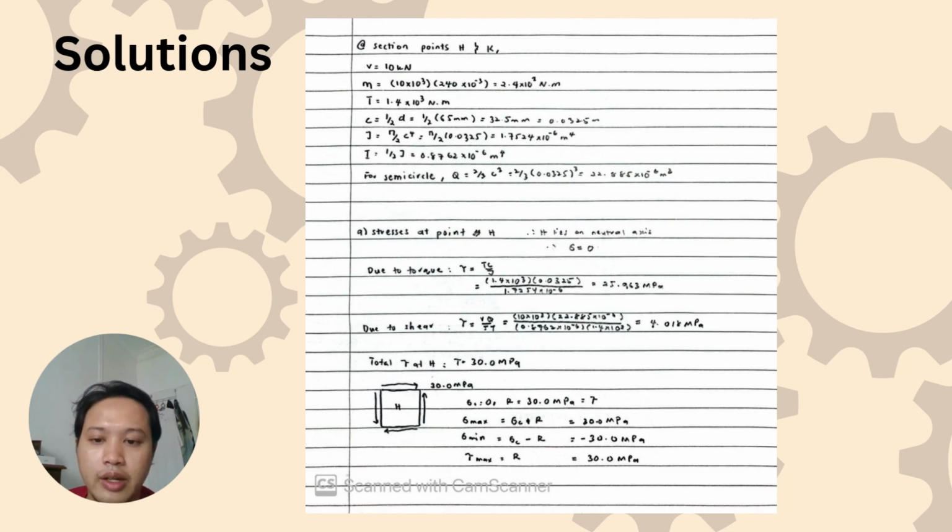Is equivalent to the value of tau total. So for the calculation, we get sigma max, which is equal to 30 MPa, sigma min is equal to negative 30 MPa, and tau max is equal to R, which is also 30 MPa.